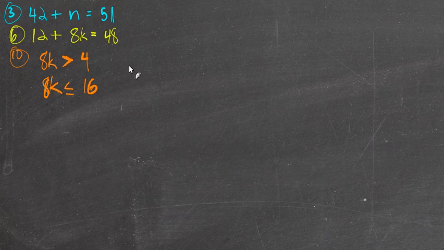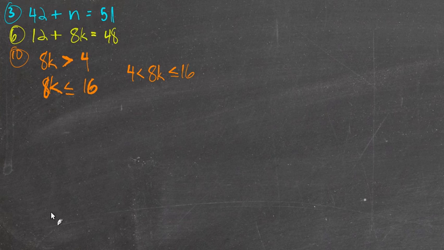We could say that 4 is on the small end. 8k is between 4 and 16. It can't be equal to 4 because it says that it is greater than 4. And if it were 4, then it wouldn't be greater than 4. It would be equal to 4. But it says it's no more than 16, which means it could go up to 16. It could even be equal to 16, which is what this little mark means. But it couldn't be more than 16. That's it for that one.